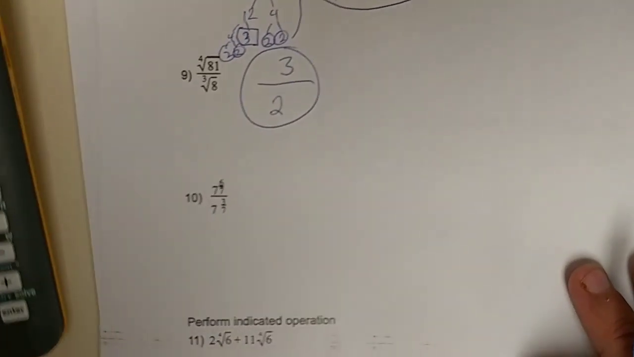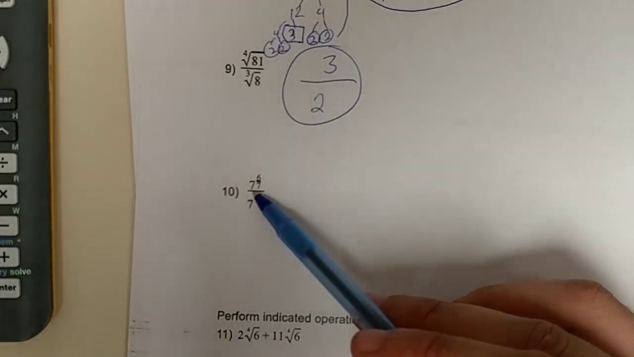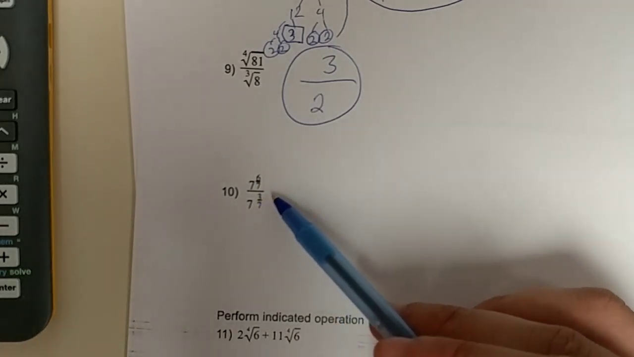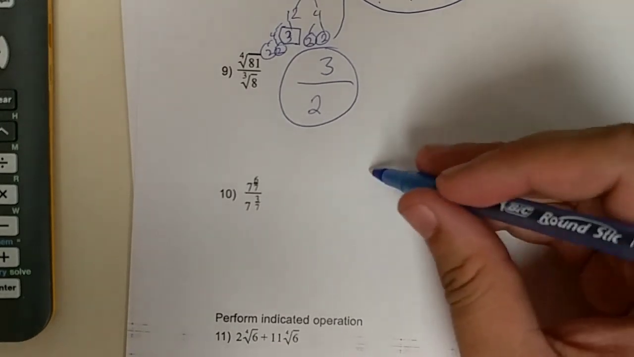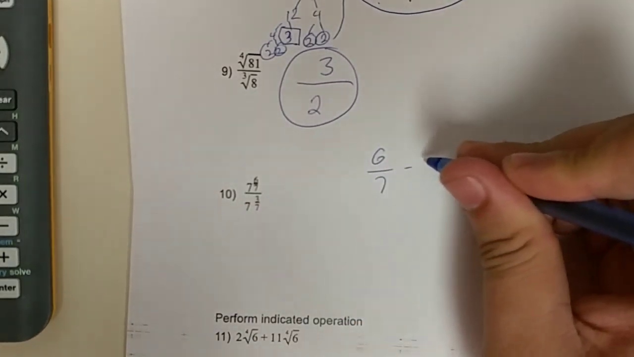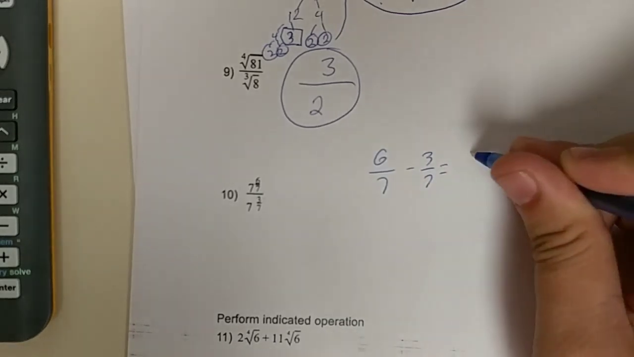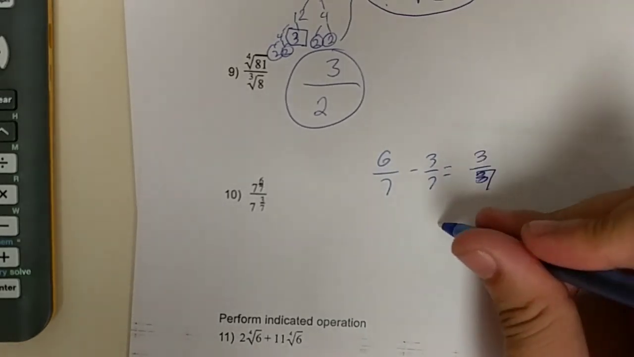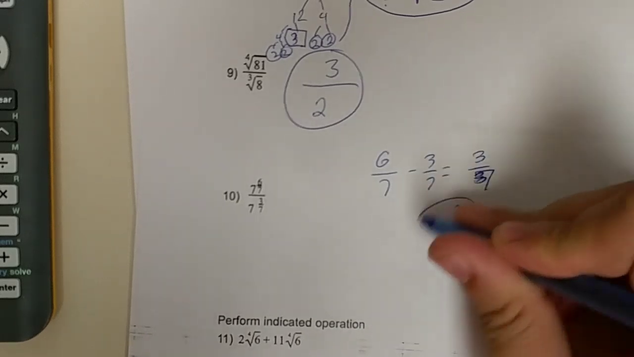Can't really simplify that. This one, 7 with 6 over 7 divided by 7 with 3 over 7. So when you have a division of exponents, you subtract. So 6 over 7 minus 3 over 7 equals 3 over 7. So that's 7 to the 3 over 7.